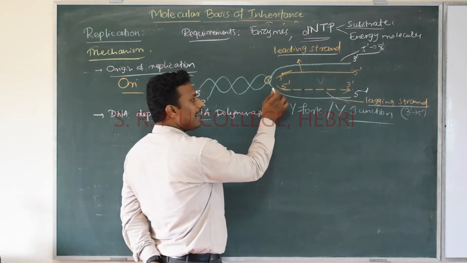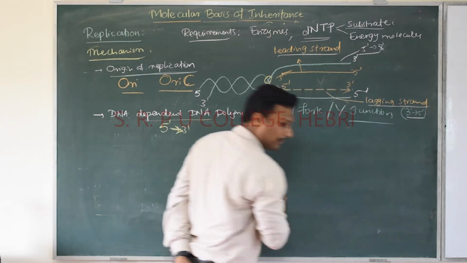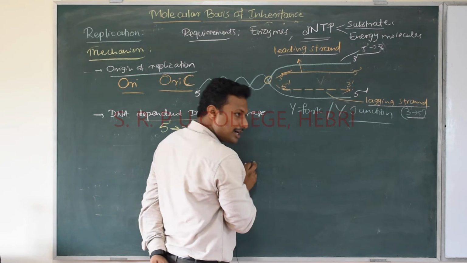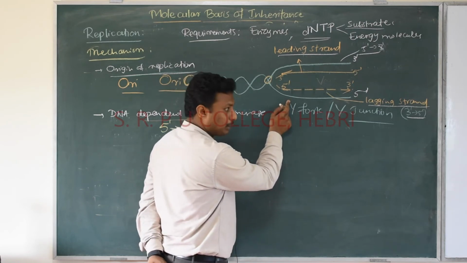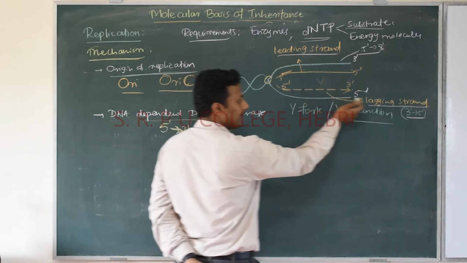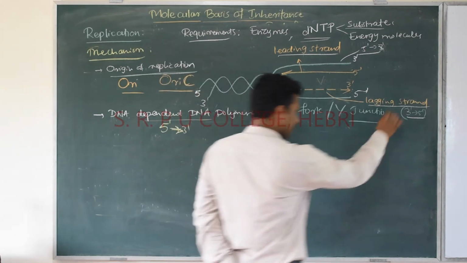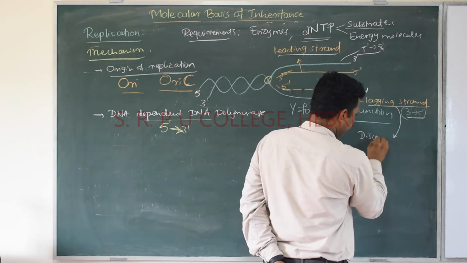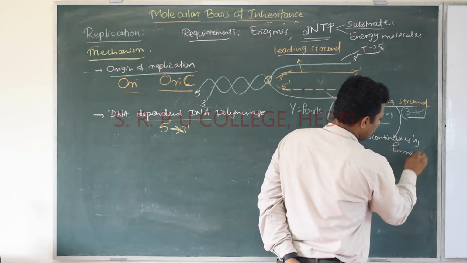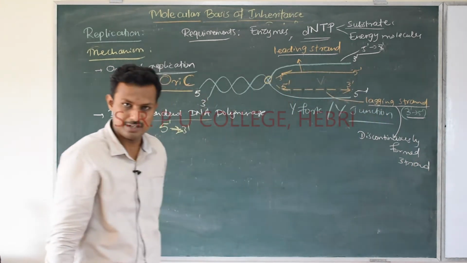So the strand which is formed on the template which is having the polarity 3 prime to 5 prime, I repeat, the new strand of the DNA which is synthesized on the template which is having the polarity 3 prime to 5 prime will be called as lagging strand, and this lagging strand is discontinuously formed. So here it undergoes discontinuous replication.